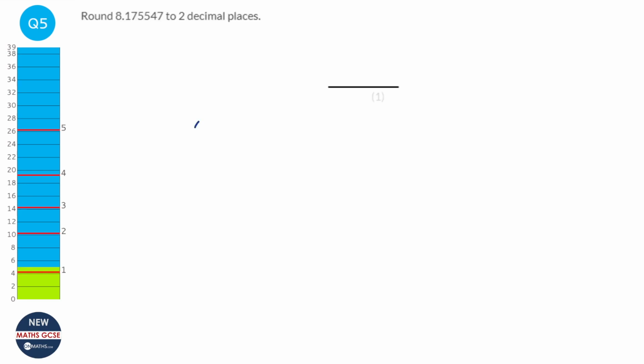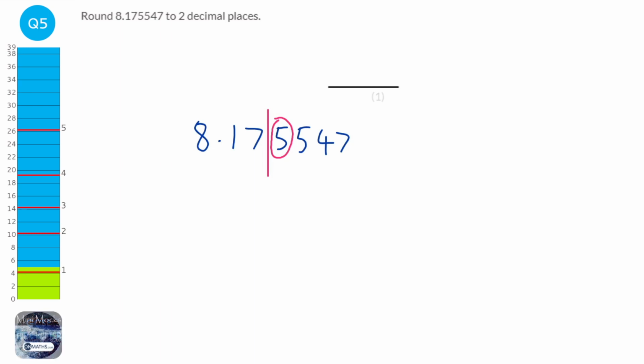So we're just going to start by writing the number a little bit bigger. It says to 2 decimal places, so we're going to draw a line after the second decimal place. Now all the numbers to the right are going to disappear. They're going to turn to 0, and because it's a decimal, that just means we get rid of them. But we have to look at this number first. If this number is less than 5, we just keep the number to the left, so 8.17. But if it's 5 or more, then this 7 goes up to an 8. So this will be 8.18.